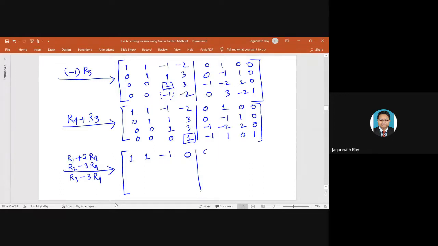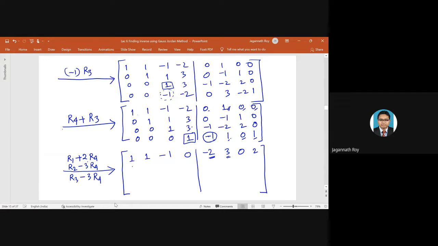Then it is 0, no, not 0, it will be now minus 2. Then this is 3. Since you are multiplying, this is 1 into 2. So minus 2. 0 plus minus 2. So this becomes minus 2. Now 2 into 1, that is 2, plus 1. So this becomes 3. Similarly, 0 plus 2 into 0. So this becomes 0. 0 plus 2 into 1. So this becomes 2.